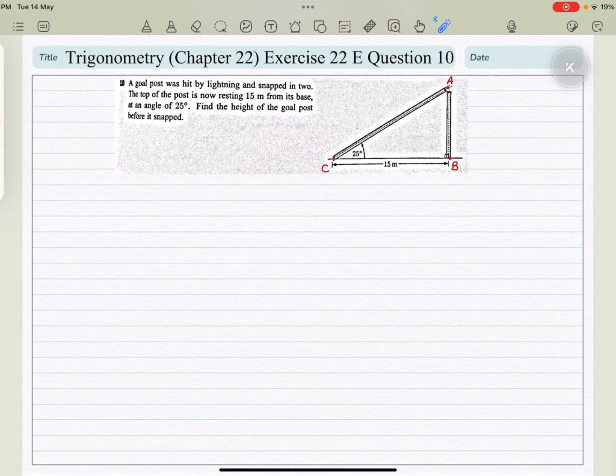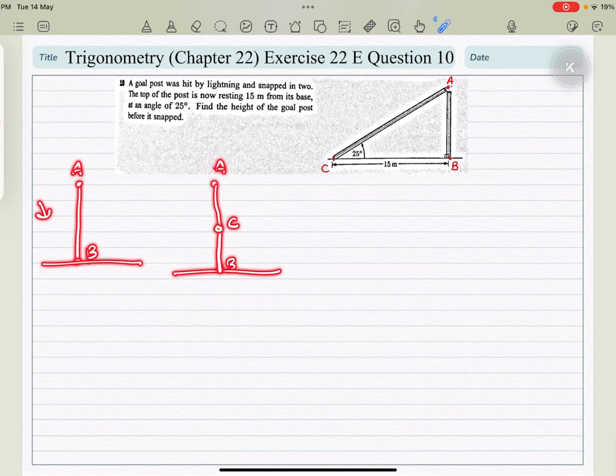So there was a goal post. Let's name the top A and the base B, and then it was snapped in two after a lightning hit. So this figure is before the lightning. After the lightning, this was A, this was B. So the lightning hit probably at this point, and it snapped at C. At point C, it snapped.